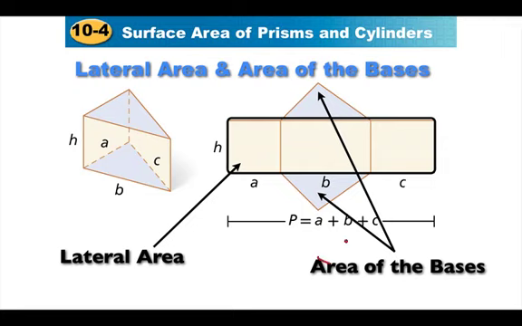Notice that the perimeter of this figure is the distance around this triangle, which is a plus b plus c, which is my P, my perimeter. I'm going to be using that to compute surface area in some of these shapes. Let's move on to the next slide.